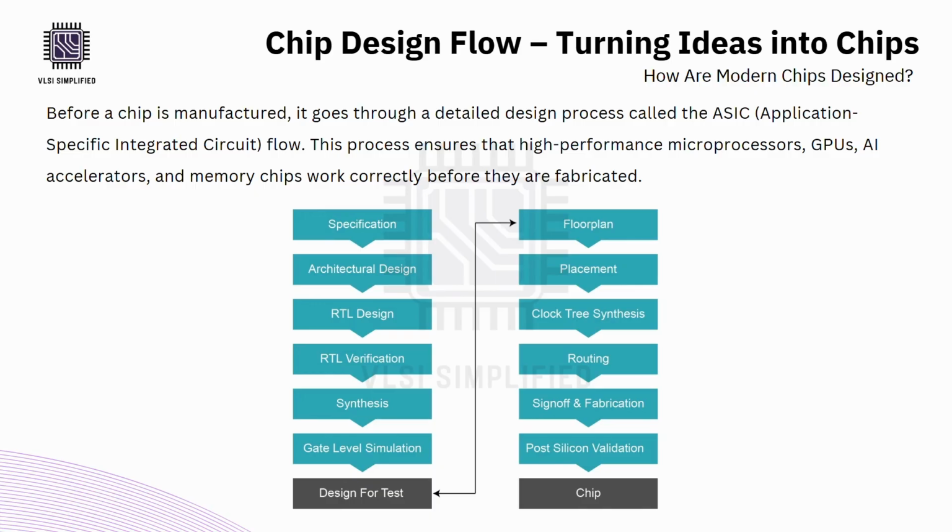So you can't afford to make a mistake after manufacturing. That's why everything is designed, simulated, verified and validated thoroughly in software before it's ever turned into silicon. So in short, the ASIC flow helps engineers design and test chips virtually to make sure they behave exactly as intended, long before anything is physically fabricated.